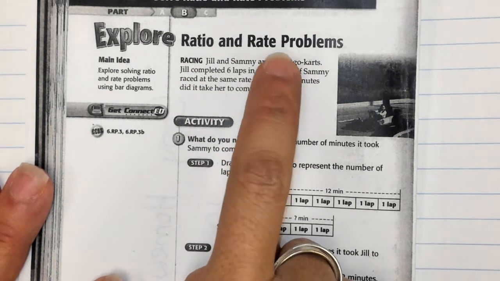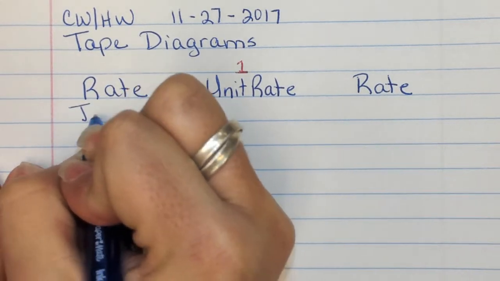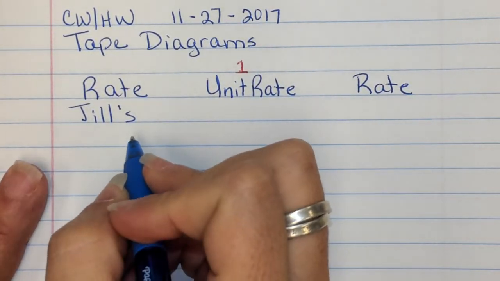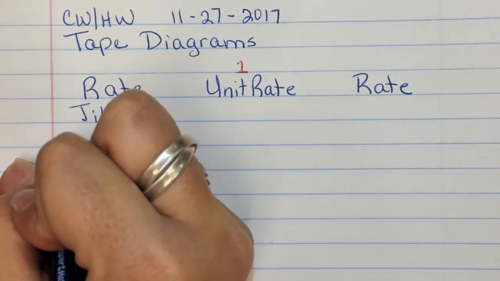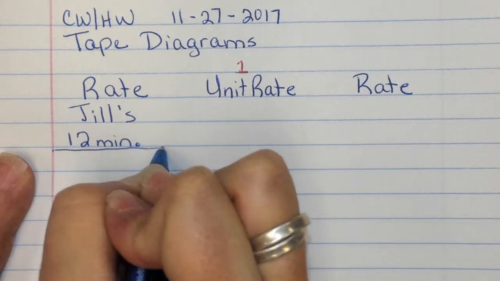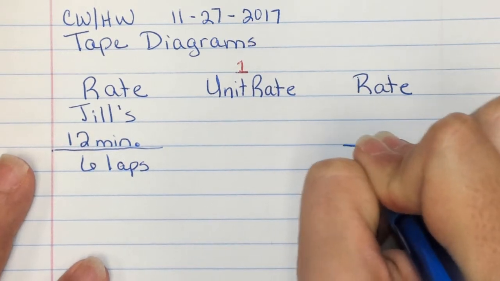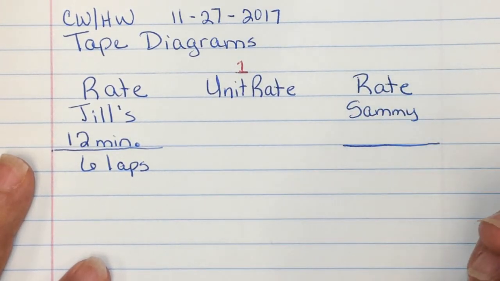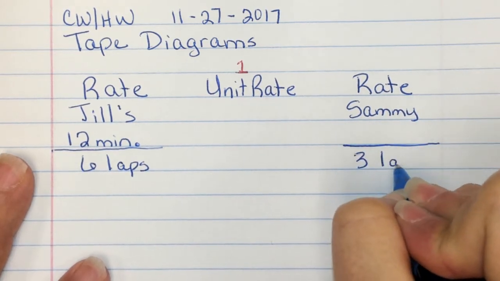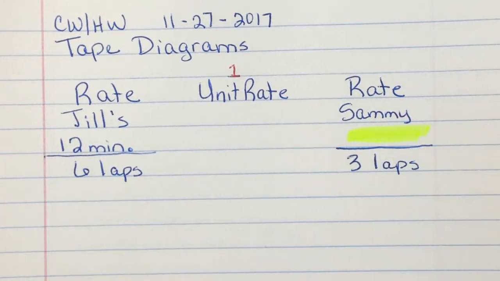So, using this information, I'm getting ready to write it out. I'm going to start by writing it as a proportional model. And Jill's rate right there in the math problem was 6 laps in 12 minutes. So, 12 minutes, 6 laps. Now, on the ending rate for Sammy, it said at the same rate, how many minutes did she take to do 3 laps? That right there is where your answer should be.